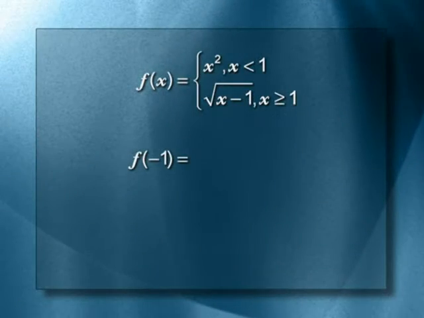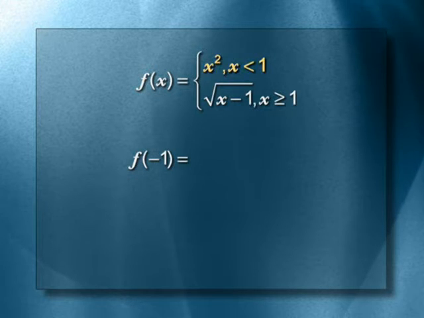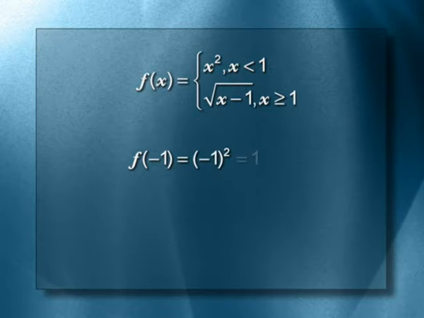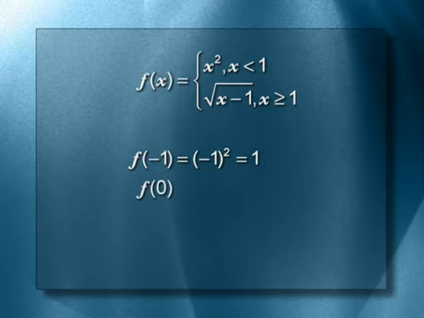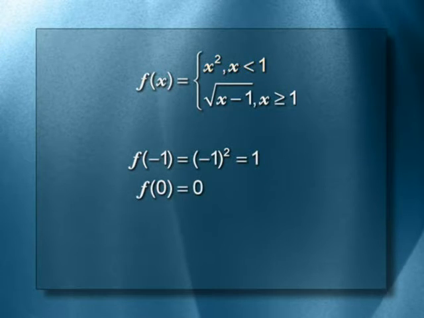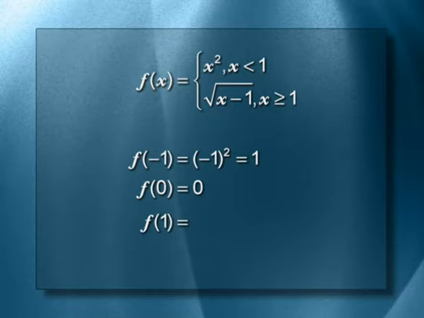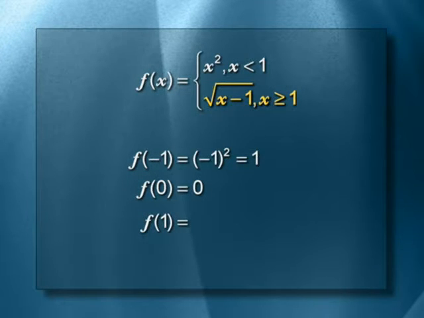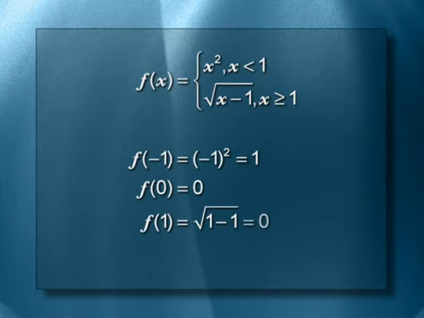What's f of minus 1? Well, minus 1 is the top rule. So f of minus 1 would be minus 1 squared, or 1. How about f of 0? That again is the top rule. F of 0 would be 0 squared, or 0. How about f of 1? 1's kind of the boundary between these two rules, isn't it? But it tells us to use the bottom rule because 1 is greater than or equal to 1. So it's the square root of 1 minus 1, or 0.